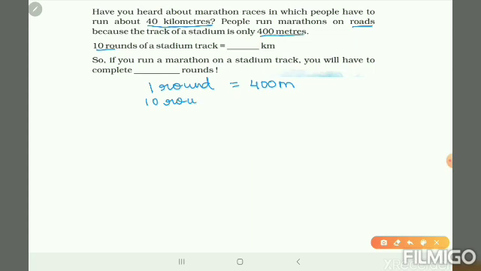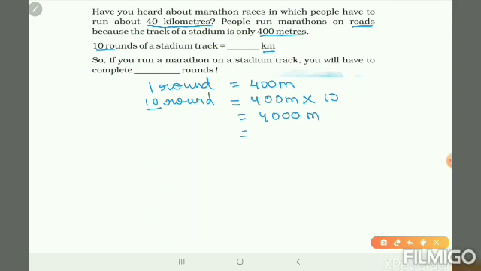Children, for 10 rounds, do you think the distance will be more or less? It will be more. To find more, you will multiply this 400 meters by 10. So when we multiply this by 10, we get our answer as 4000 meters. But we have to find our answer in kilometers.